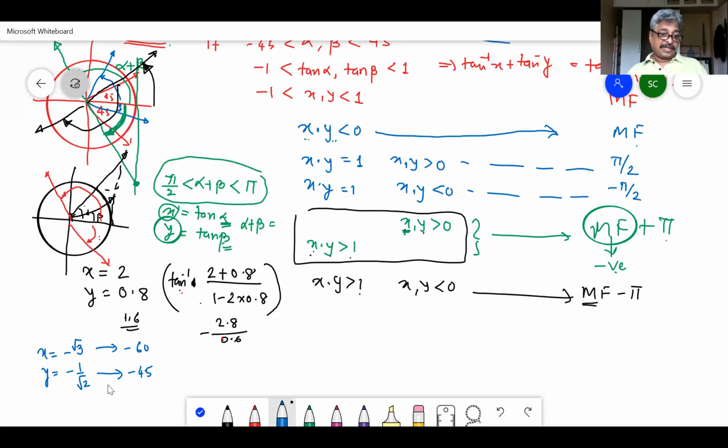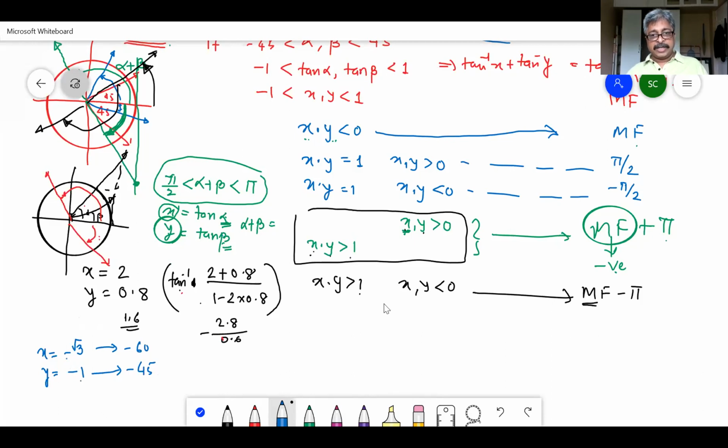Sorry, oh, this is tan. My mistake. Let us take it as minus 1. Easy. What is this angle? Minus 45. Right? Now let us find out what case this is.